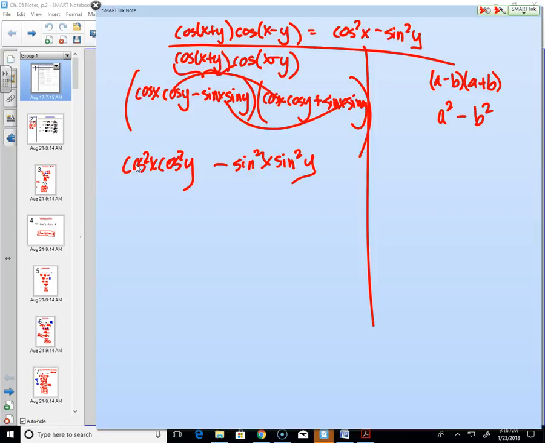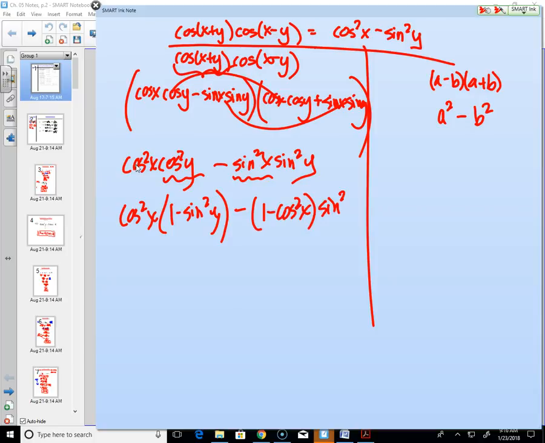Question: who's somebody I don't want to end up in my answer? Sine of x. Yeah, I don't want that guy there. Who else don't I want? Cosine y. Do I have any properties that can take the place of cosine squared of y? Pythagorean theorem. Careful, not 1 plus, 1 minus. So I can plug in 1 minus sine squared of y, and I can plug in 1 minus cosine squared of x. And guess what's going to happen when I distribute and simplify? I'm going to get that guy. Distribute and combine like terms, and I'm there.